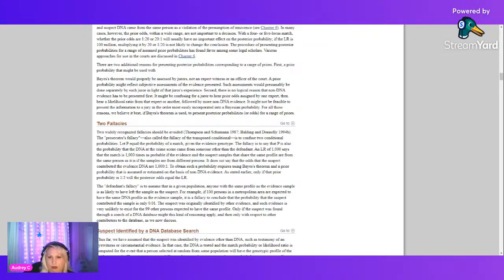A likelihood ratio of 1,000 says that a match is 1,000 times as probable if the evidence and the suspect samples that share the same profile are from the same person, as if the samples are from different persons. It does not say the odds that the suspect contributed the DNA evidence are 1,000 to 1.